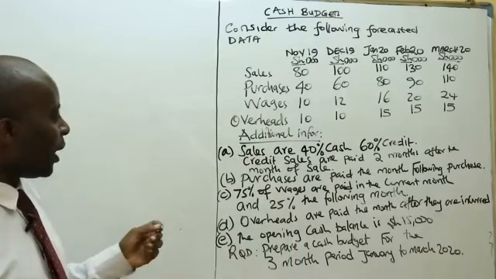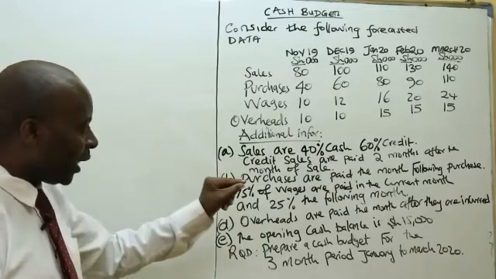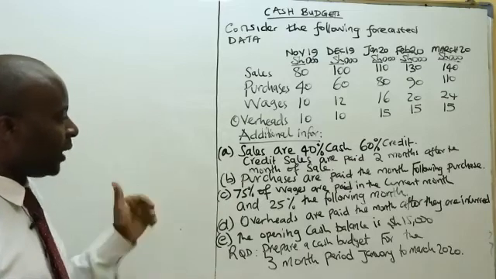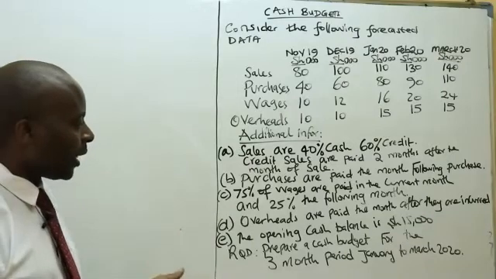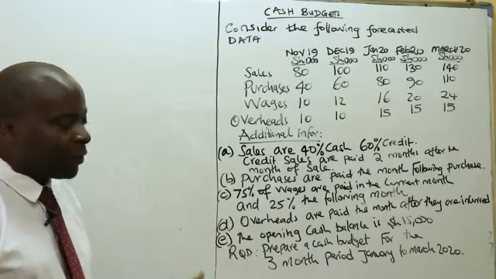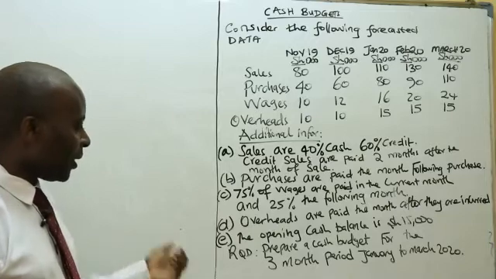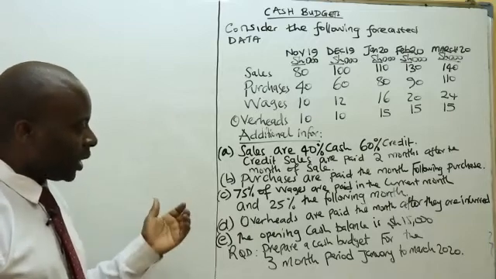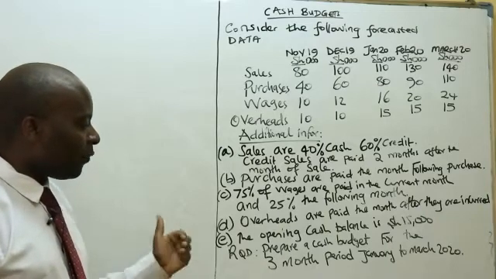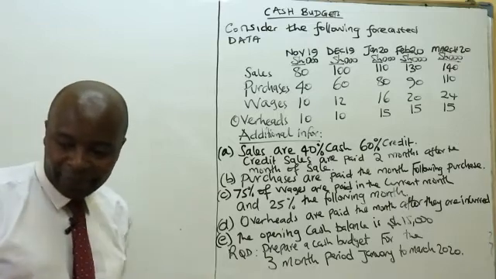B, purchases are paid the month following a purchase. C, 75% of wages are paid in the current month and 25% the following month. D, overheads are paid the month after they are incurred. E, the opening cash balance is shillings 15,000. Required: prepare a cash budget for the 3 month period, January to March 2020.